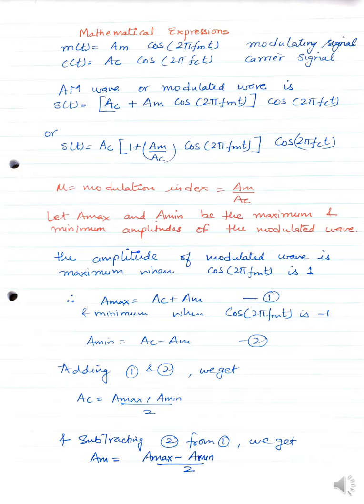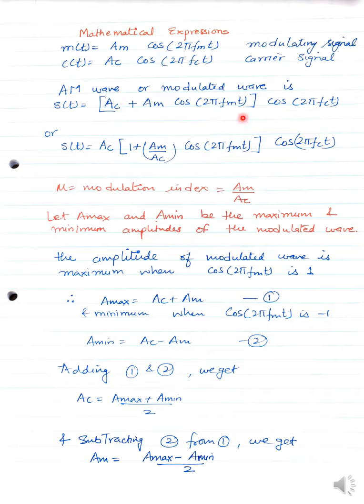Now, this lecture is basically a continuation of the previous lecture on SSB. In this one, I'm doing everything more mathematically so that you can understand how the mathematics works with respect to the AM wave. Here, m(t) = Am cos 2π fm t. We know that this is the modulating signal, and c(t) is your Ac cos 2π fc t.